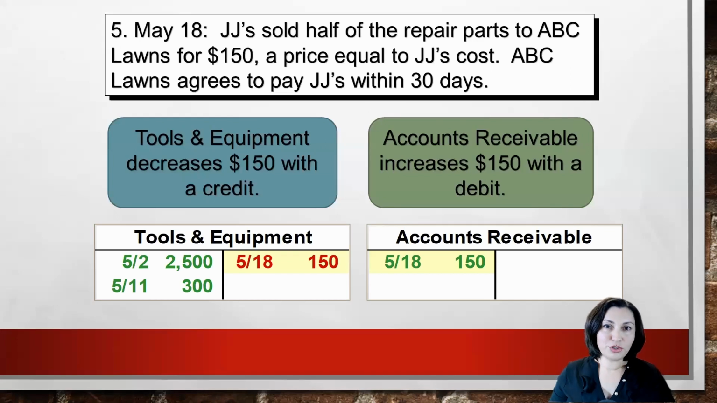J.J.'s Lawn Care sold 1/2 of its repair parts for their original cost, or $150, to ABC Loans. ABC Loans agreed to pay the amount due in 30 days. The asset account, called Accounts Receivable, increased by $150. Increases in asset accounts are shown as debits. The amount is placed on the debit or left side of the accounts receivable account.